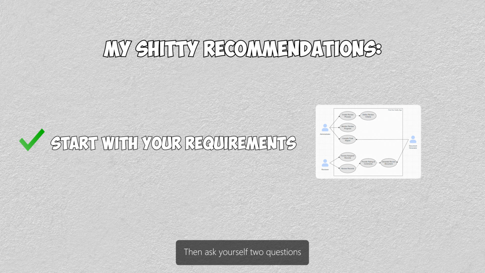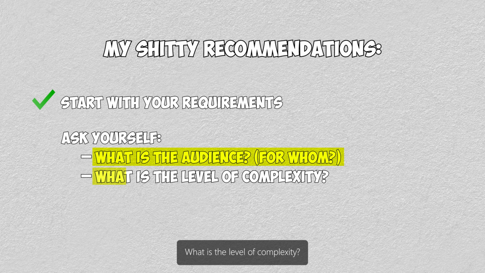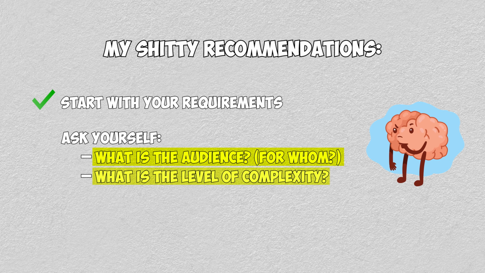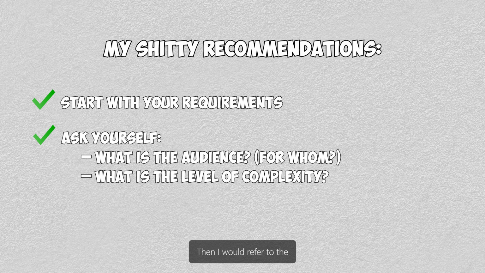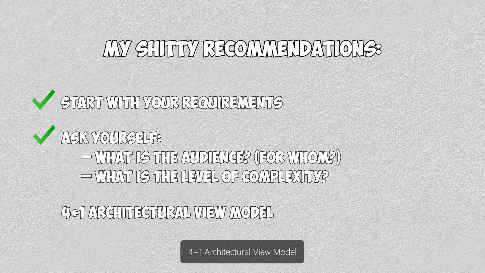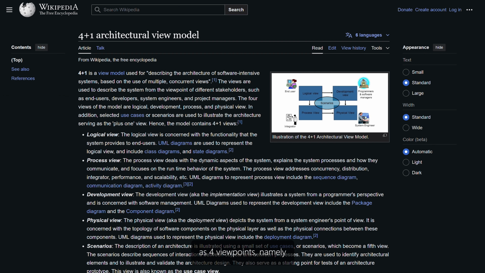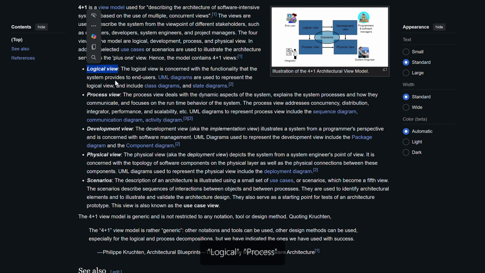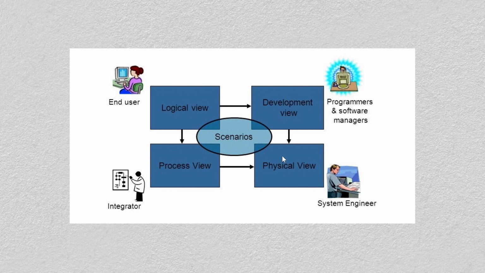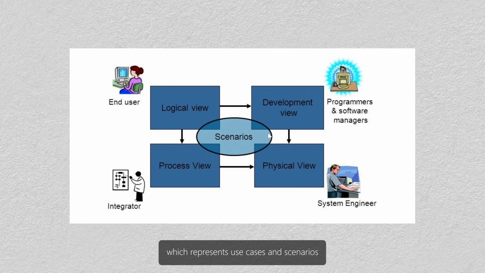Then ask yourself two questions. What is the audience and what is the level of complexity? Then I would refer to the 4+1 architectural view model. I'll leave a link to a detailed article in the description, but in short, it presents your software as 4 viewpoints, namely logical, process, development, and physical. And another viewpoint at +1, which represents use cases and scenarios. This is already what we did by creating the use case diagram we just looked at.